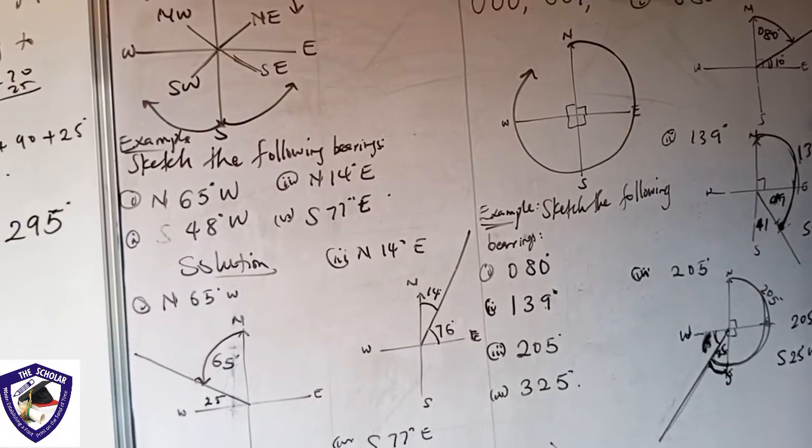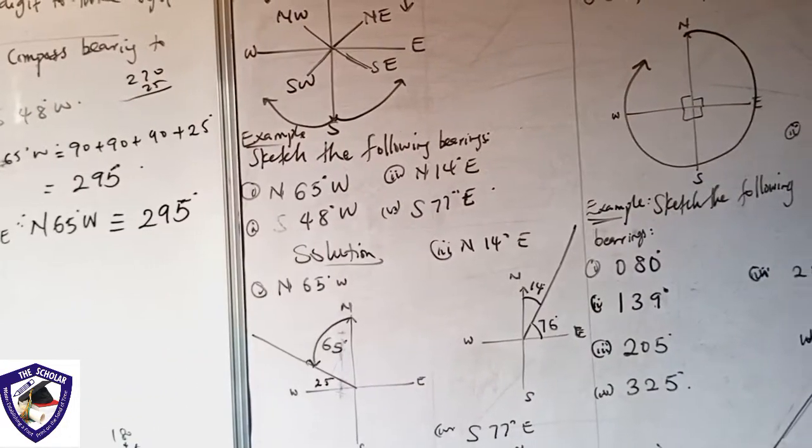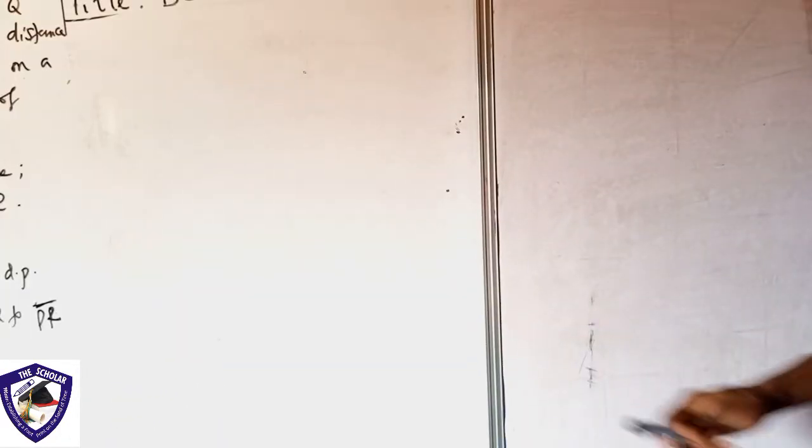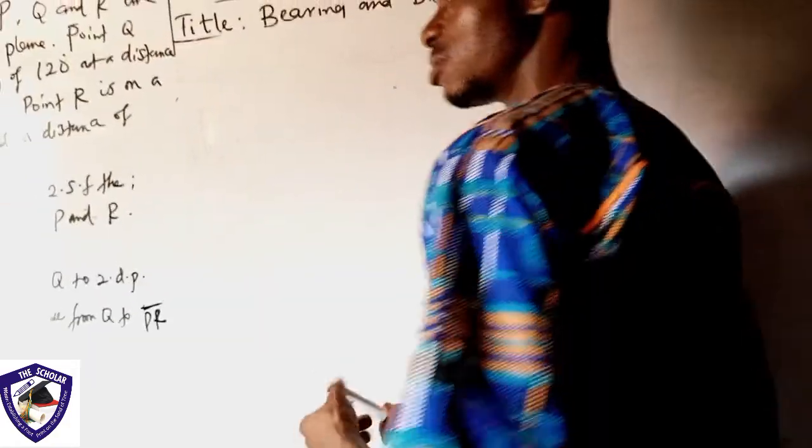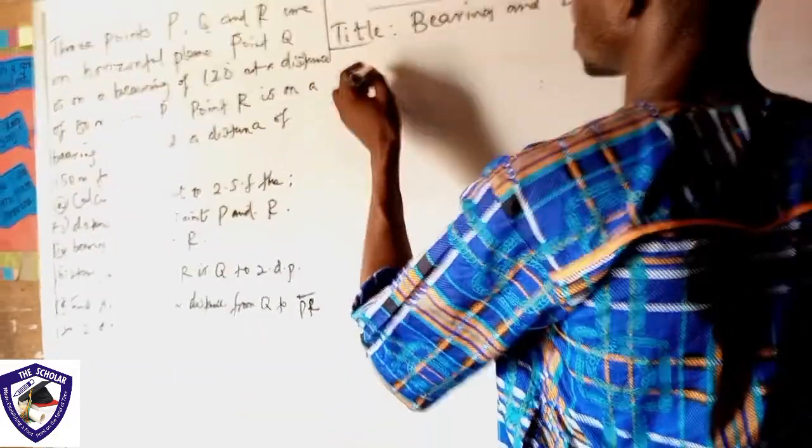So this is how you convert from 2 to 3 and from 3 to 2 digit bearing. Let's now look at location of points. When you talk about location of point on a plane, here you are looking at the distance between 2 points.